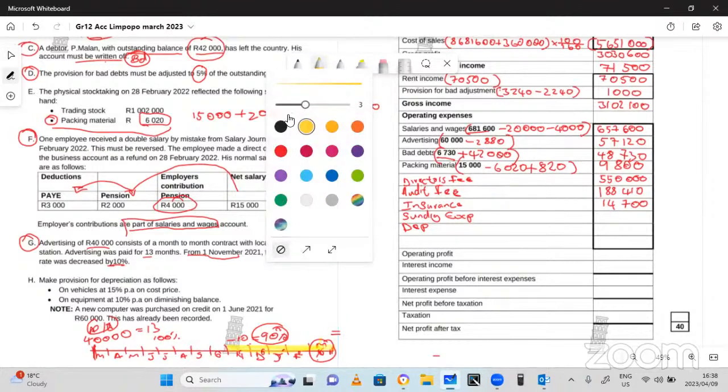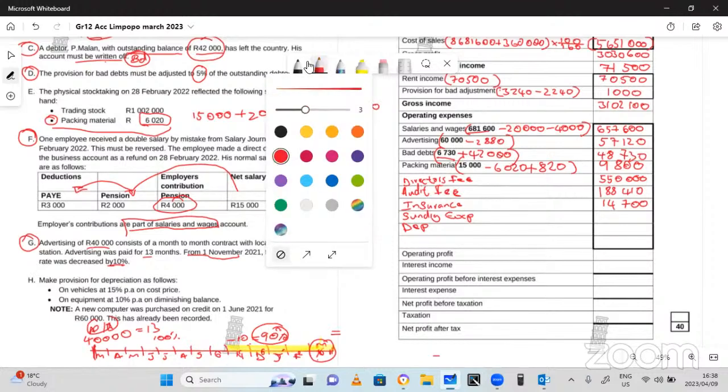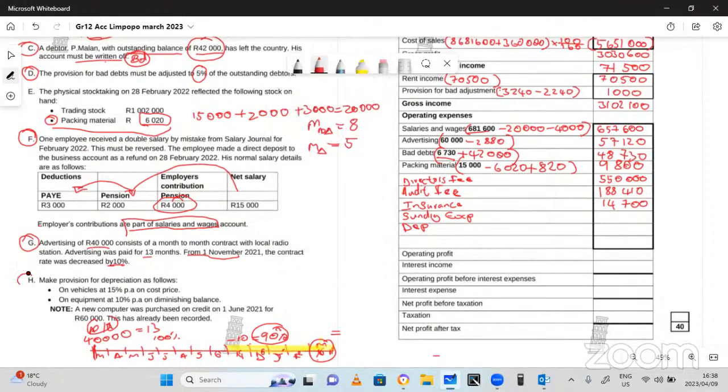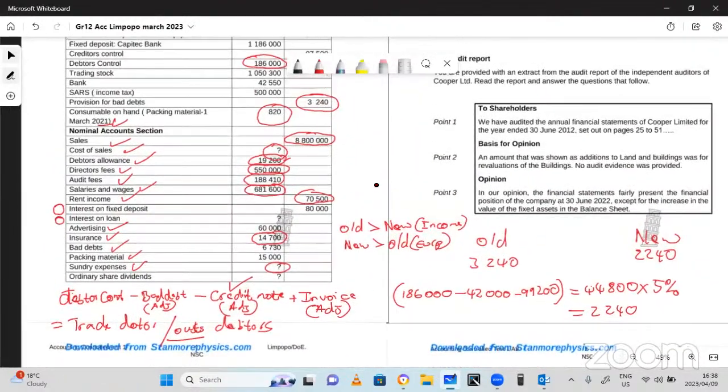We have to use transaction H, because in this transaction we are given that depreciation on vehicle is at 15% per annum on cost. Since the vehicle is calculated on cost, the first thing you think of is to check your booking. It's 15% at cost. Then you check your balance, the cost price at the end of the vehicle.